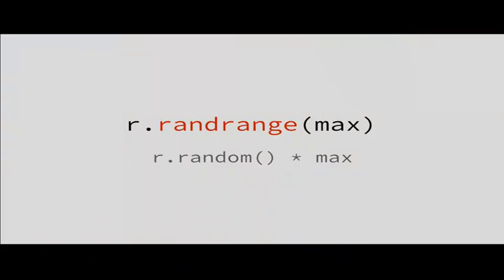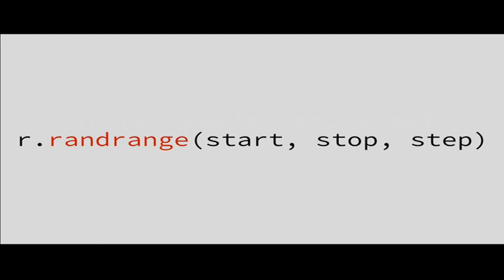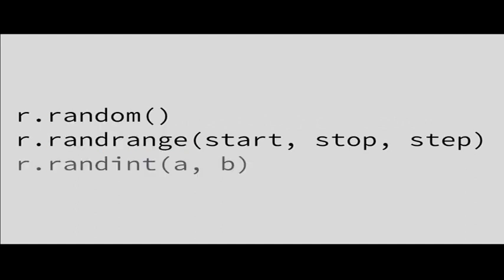From real random numbers between 0 and 1, it is very easy to get random integers up to a certain number. We just multiply the random real by the maximum value. If you have a specific range, you have to generate a random number up to the width of the range and then offset it by the start. So it is still very easily derived from the random real. And if you also need a certain step in this sequence of possible random numbers, you just generate an integer up to the number of steps and then offset it by start, and you have your random integer. So we can generate random reals, we can generate random integers, and if we need to include the whole interval of numbers, so we need a number between A and B, including A and B, we can use this special function, randint, that just calls randrange with the appropriate arguments.